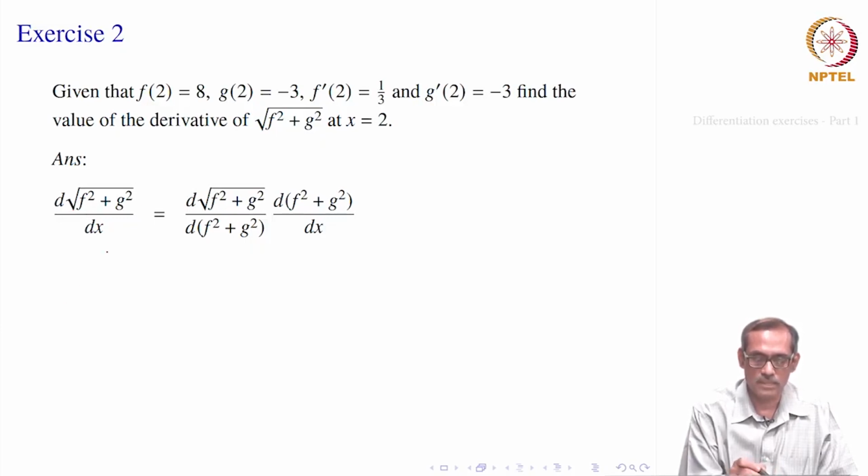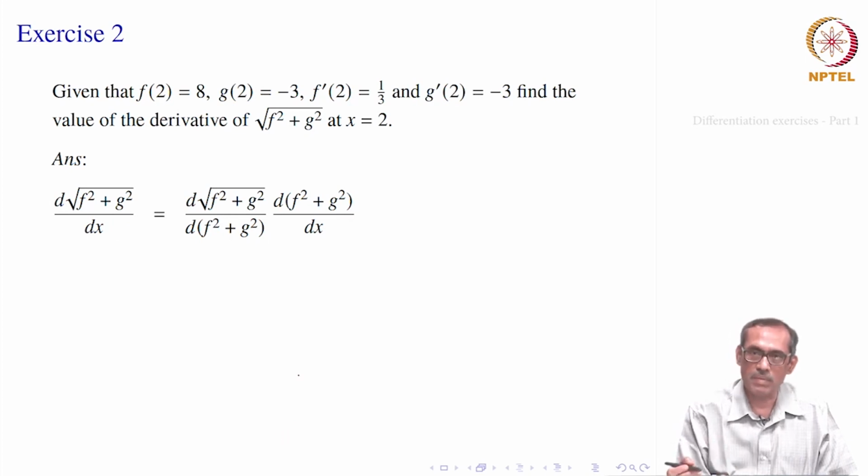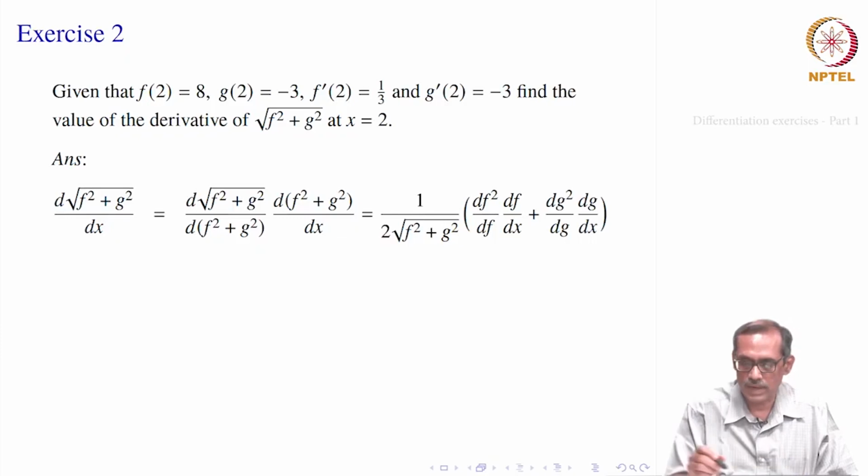So, first we differentiate the derivative of square root of f square plus g square, we have to use the composition rule. So, it is square root of something. So, that something if you take as say z, then it will be d of square root of z divided by dz. So, we go on writing with our experience that d square root of f square plus g square with respect to f square plus g square, and then it will be multiplied by d of f square plus g square with respect to x, and all these things have to be evaluated at 2 only. So, let us find out.